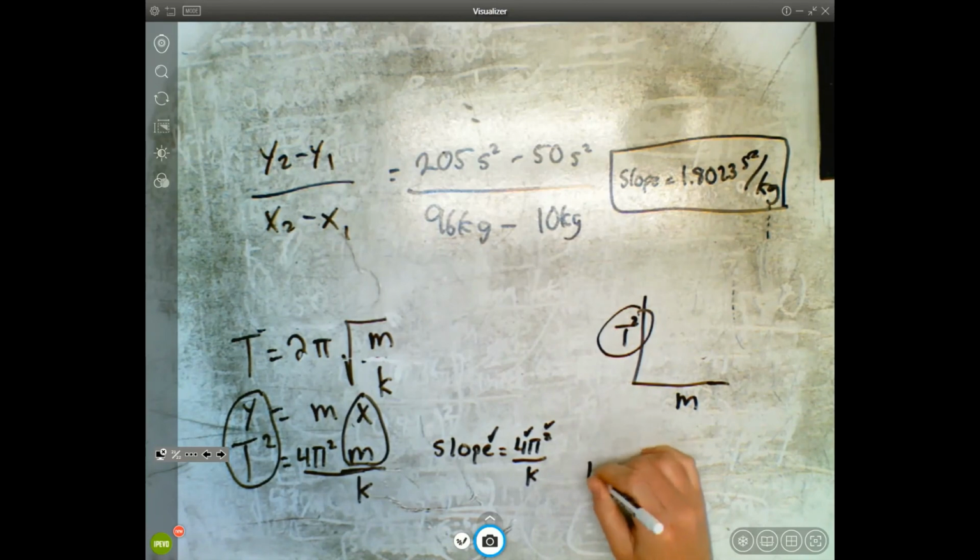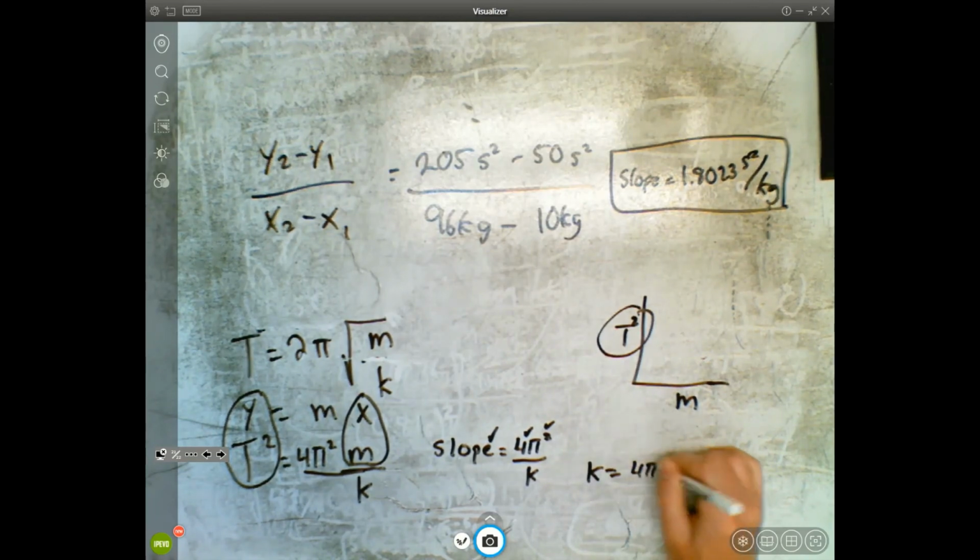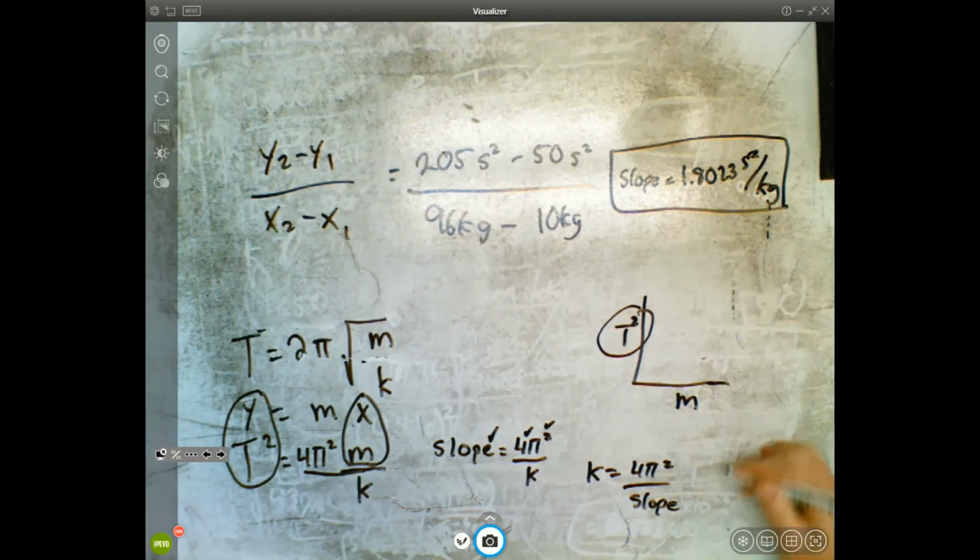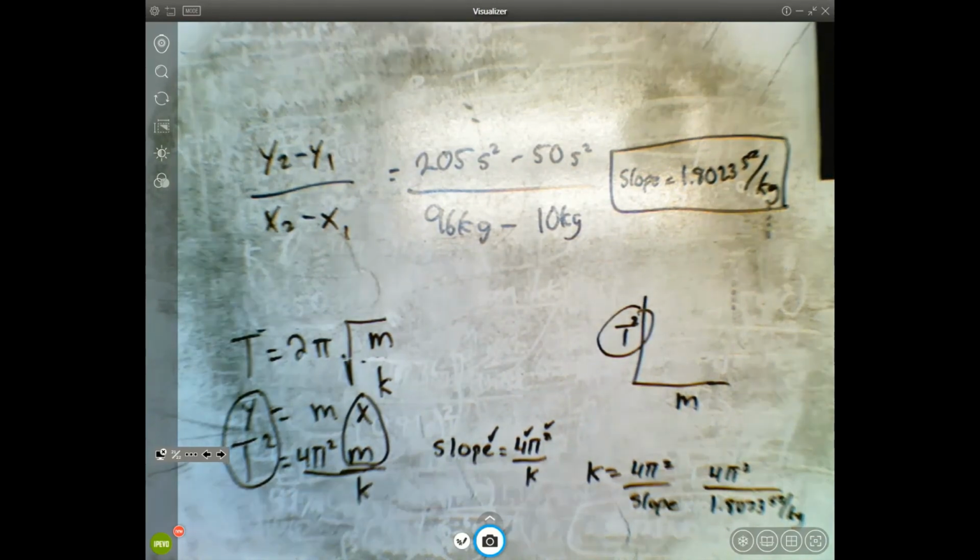We have 4, we have pi squared, so we can find our spring constant. So our spring constant is going to be equal to 4 pi squared over slope. So all I have to do is take 4 pi squared, and then divide it by 1.8023 seconds squared per kilogram. And I get 21.9.